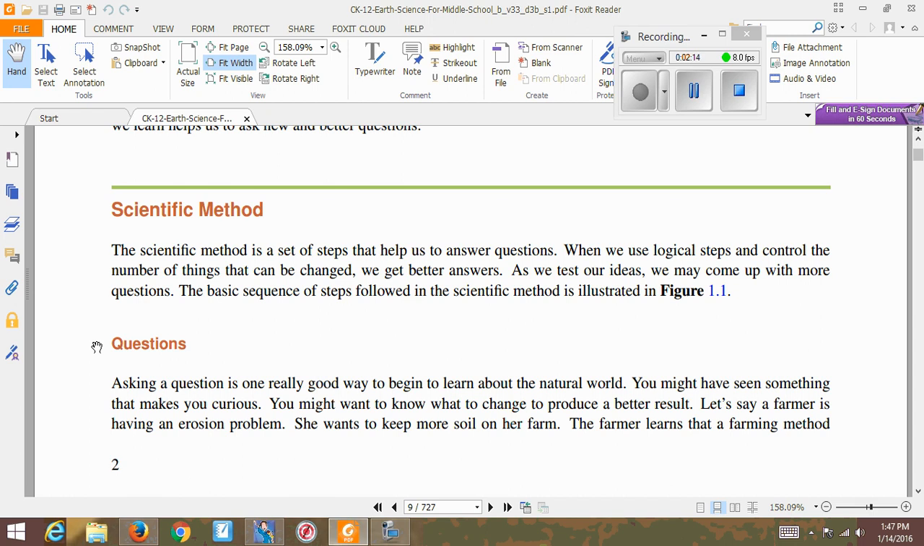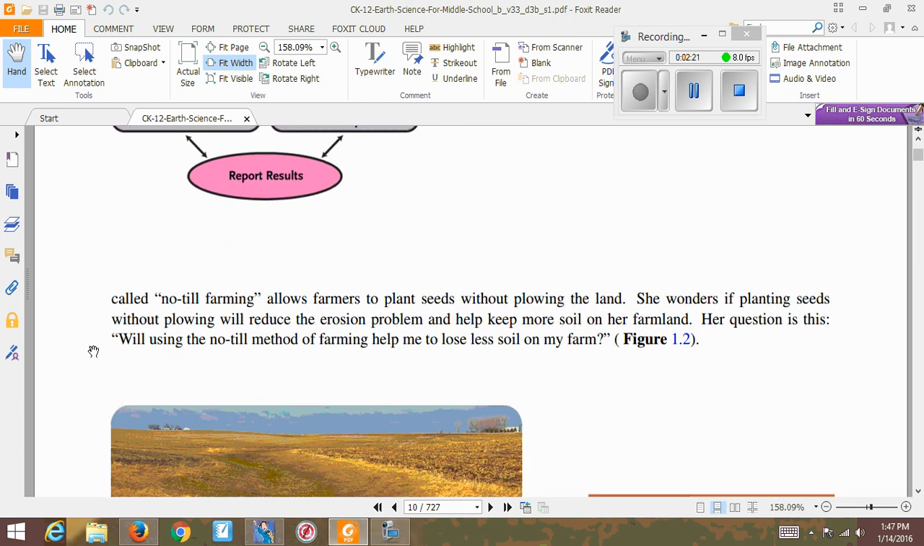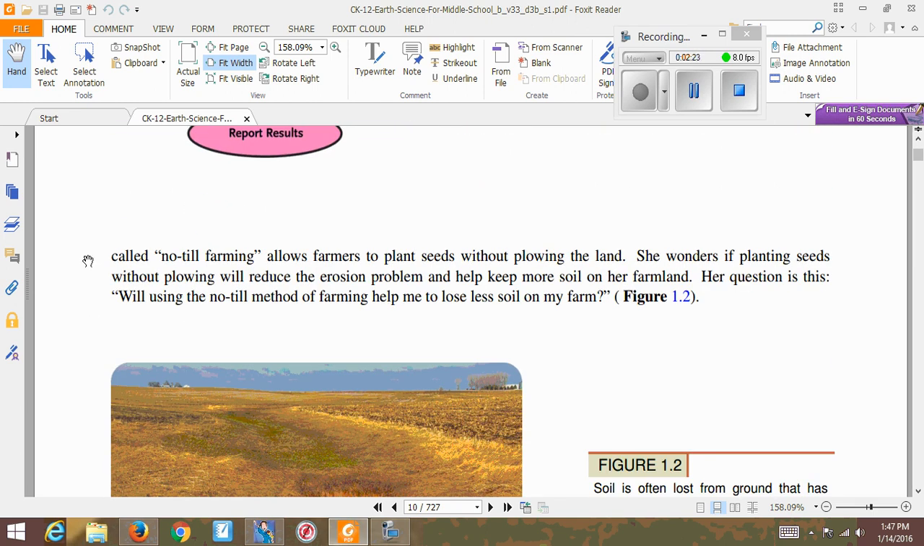The farmer learns about a farming method called no-till farming. It allows farmers to plant seeds without plowing the land. She wonders if planting seeds without plowing will reduce the erosion problem and help keep more soil on her farmland. Her question is this: will using the no-till method of farming help me to lose less soil on the farm?